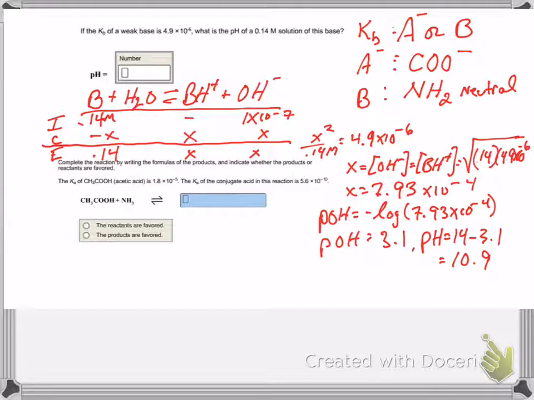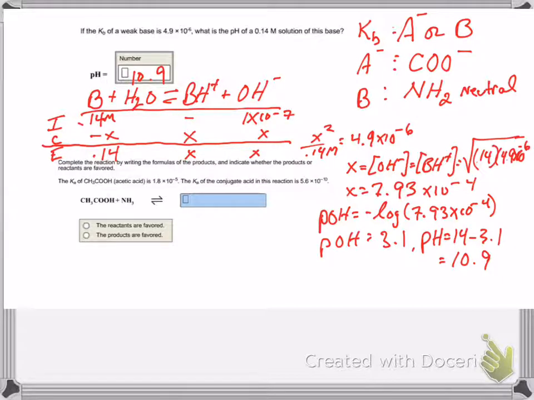Right, so it's a good thing to check just to make sure. If you got pH equals 3.1, that's an acidic solution. So there's no way we should be working with a weak base, put that in water, and get an acidic solution. So pOH is 3.1, pH is 10.9, so we put that value there.